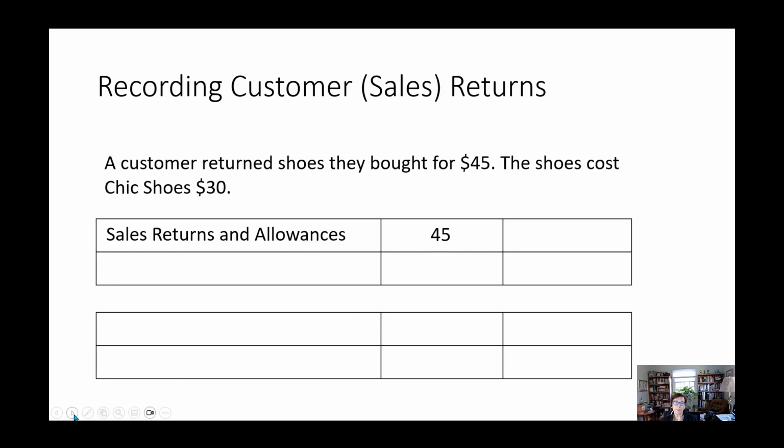We are going to debit an account called Sales Returns and Allowances. Now, why don't we just debit sales? The reason we don't just debit sales is because the company wants to keep track of how much its customers returned.